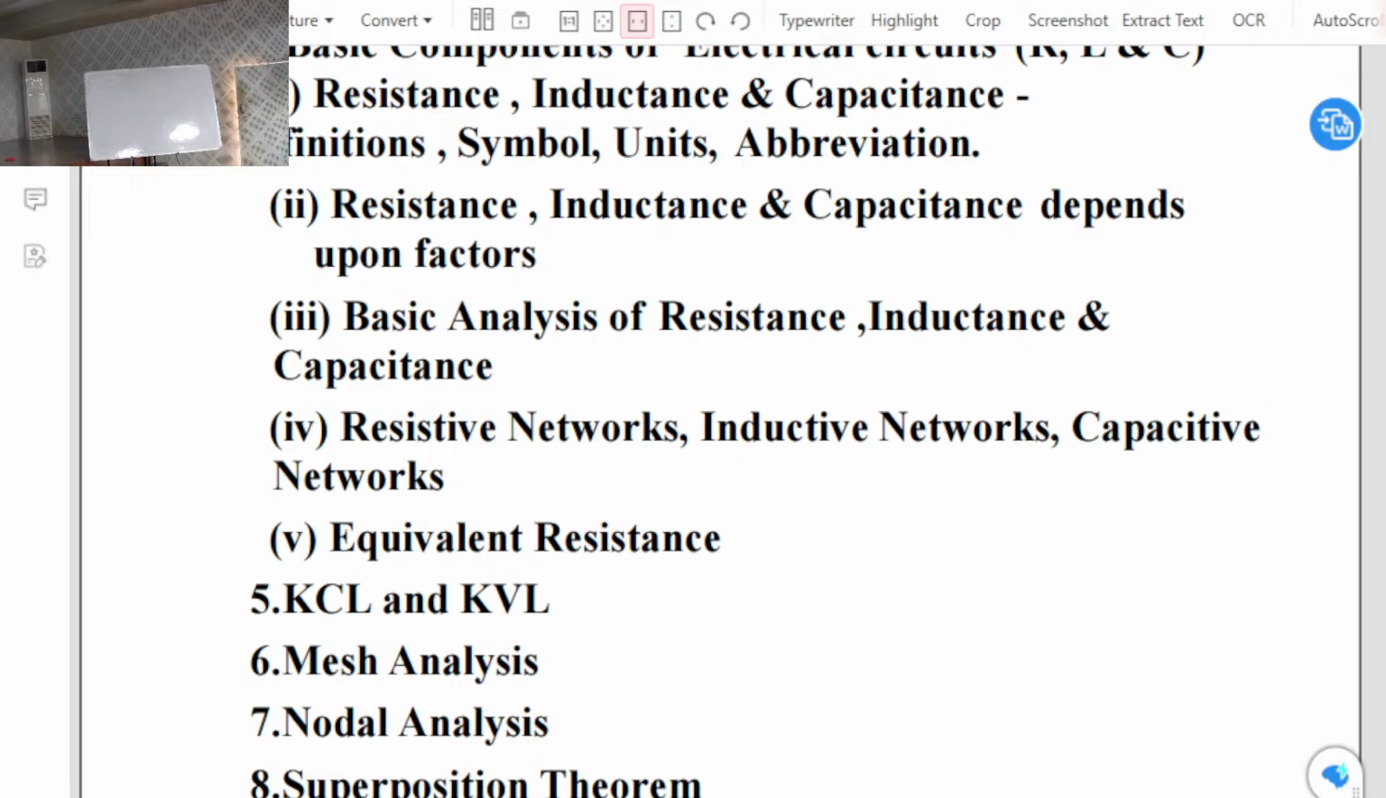The fourth one, networks. How many types of networks do we have? Two types, series and parallel: resistors in series, resistors in parallel, inductors in series, inductors in parallel, capacitors in series, capacitors in parallel. Like that. The last topic, the last one, is equivalent resistance.